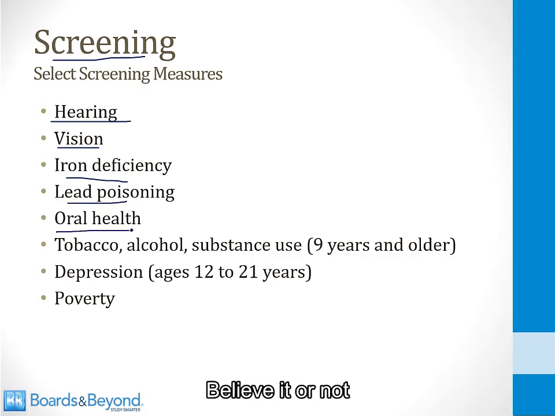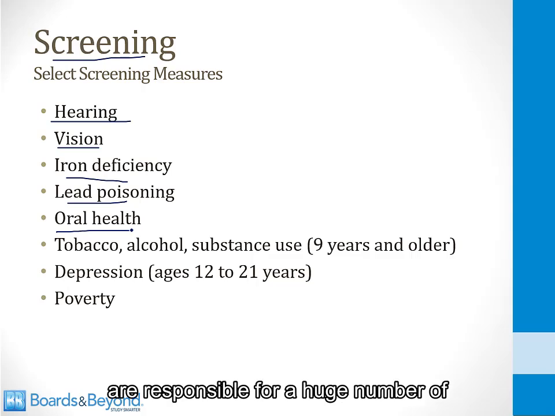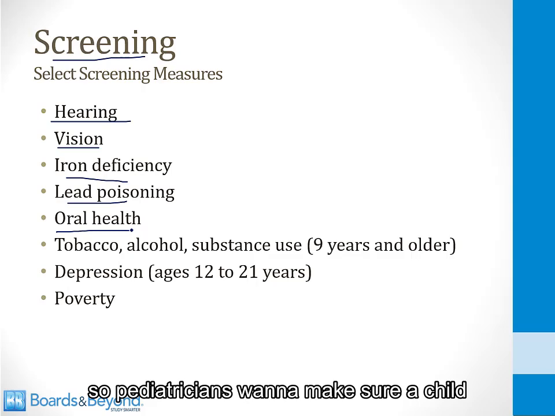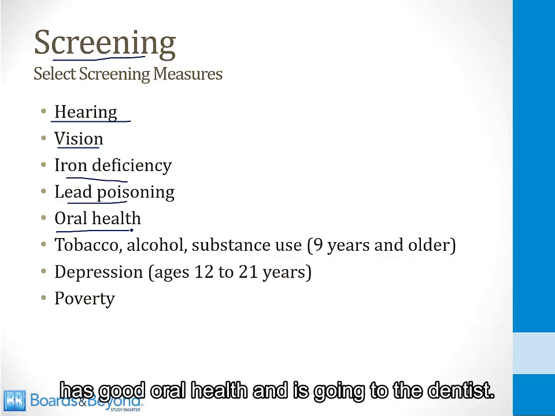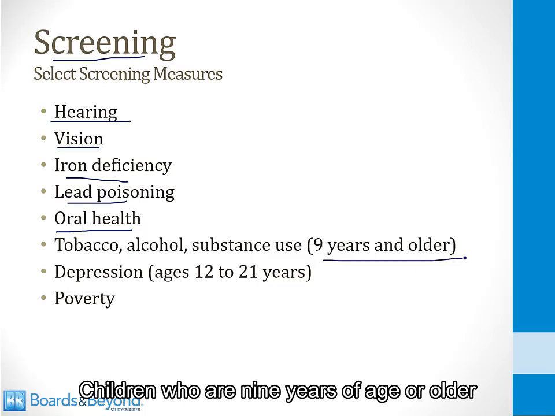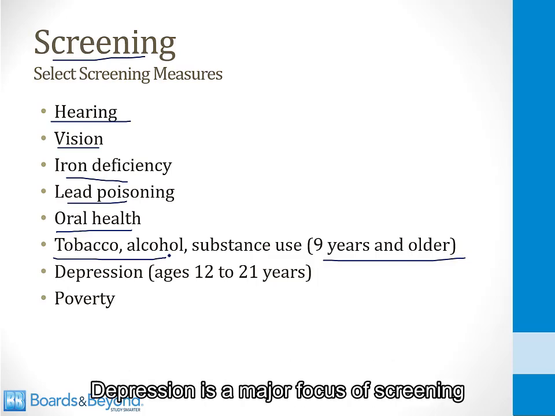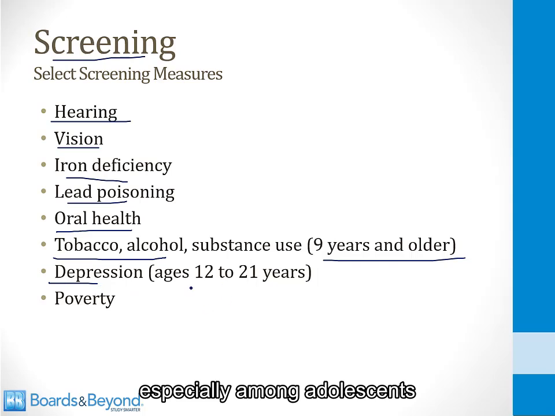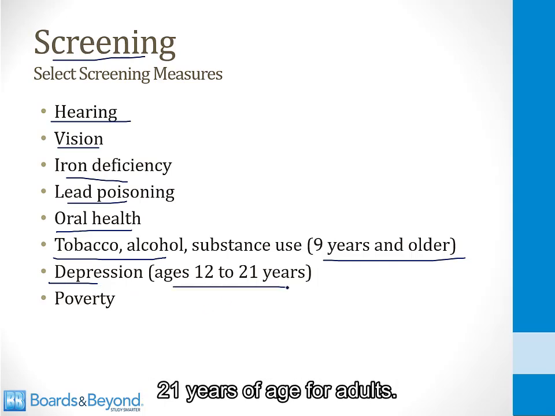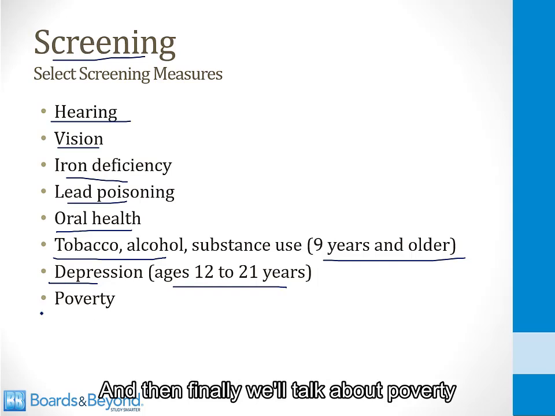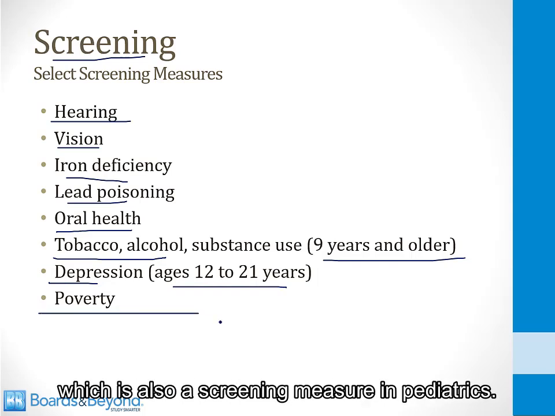Problems with dentition, believe it or not, are responsible for a huge number of missed school days among children. So pediatricians want to make sure a child has good oral health and is going to the dentist. Children who are 9 years of age or older should be screened for tobacco, alcohol, and substance use. Depression is a major focus of screening, especially among adolescents, children ages 12 all the way up to 21 years of age for adults. And then finally, we'll talk about poverty, which is also a screening measure in pediatrics.